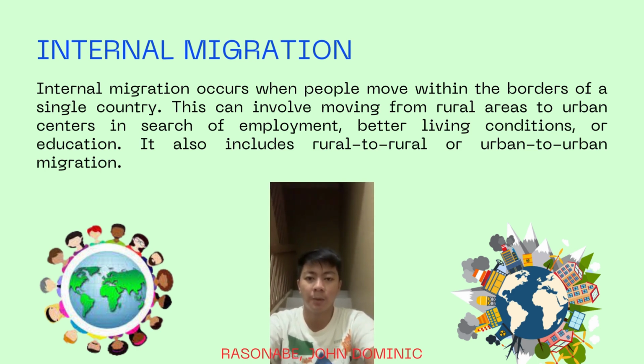Internal migration occurs when people move within the borders of a single country. This can involve moving from rural areas to urban centers in search of employment, better living conditions, or education. It also includes rural to rural or urban to urban migration.